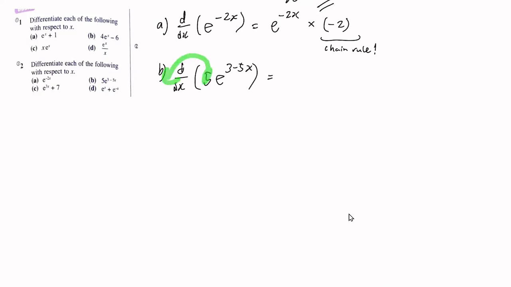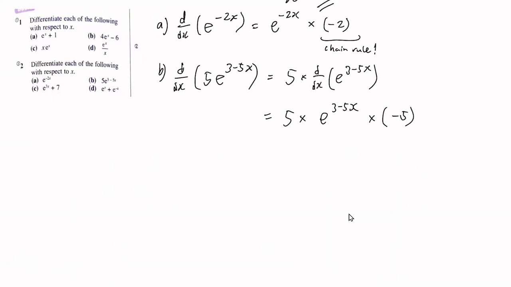Bring out the 5. So 5 times the derivative of the inside. If you're faster, you can skip this step and go directly to the final answer: e power 3 minus 5x times negative 5. Differentiate 3, you get a 0. Differentiate negative 5x, you get negative 5. 0 minus 5 is negative 5. Well done. Simplify, you get negative 5 times e power 3 minus 5x.